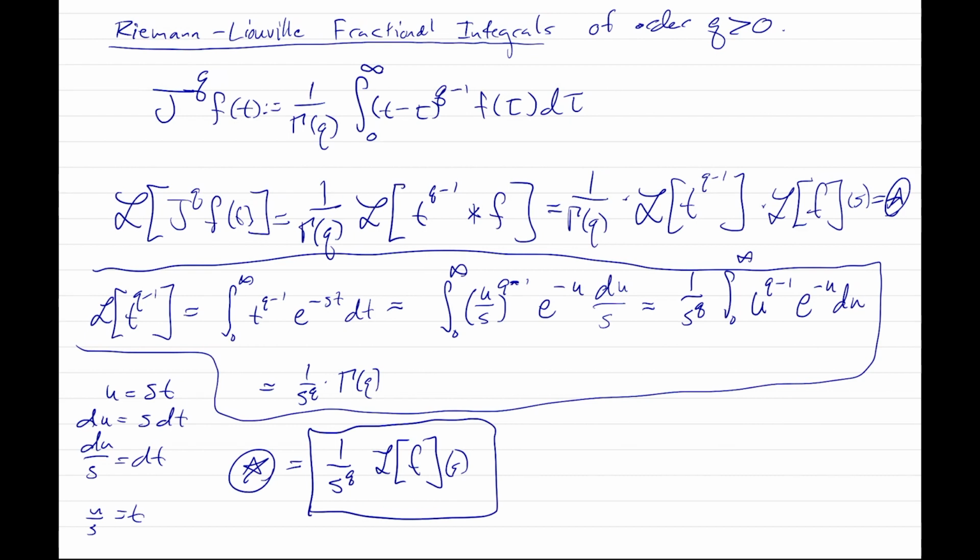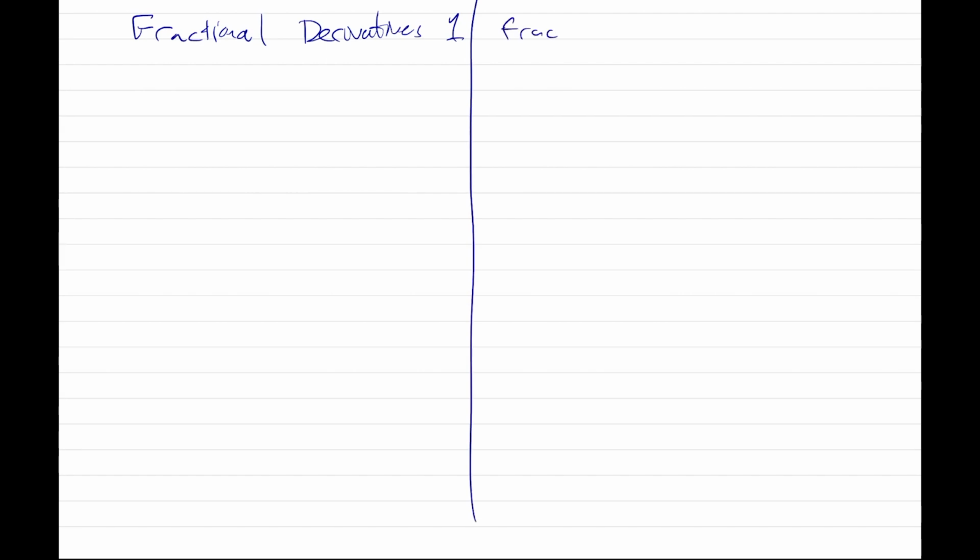Okay, so now let's talk about fractional derivatives. This is what we set out to do. So there's going to be two different ways we can take a look at the fractional derivatives. So fractional derivatives 1, and we'll say fractional derivatives 2. All right, so what is the first way to get fractional derivatives? So what we're going to do is we can fractionally integrate. So we have fractional integrals, and we have integer differentiation.